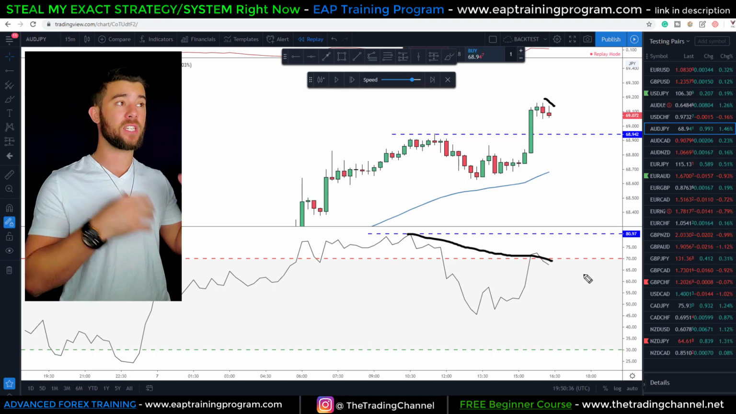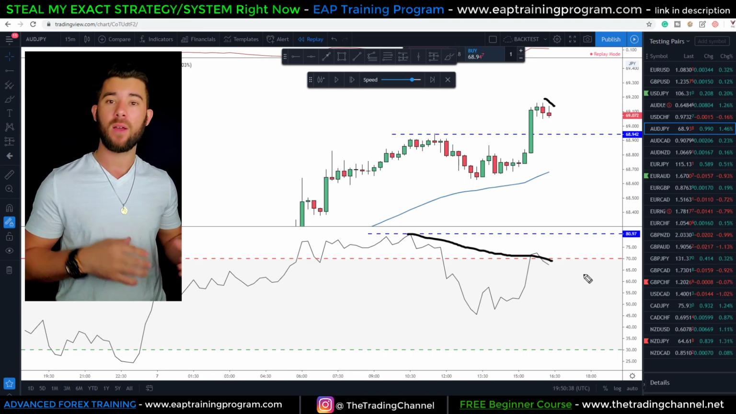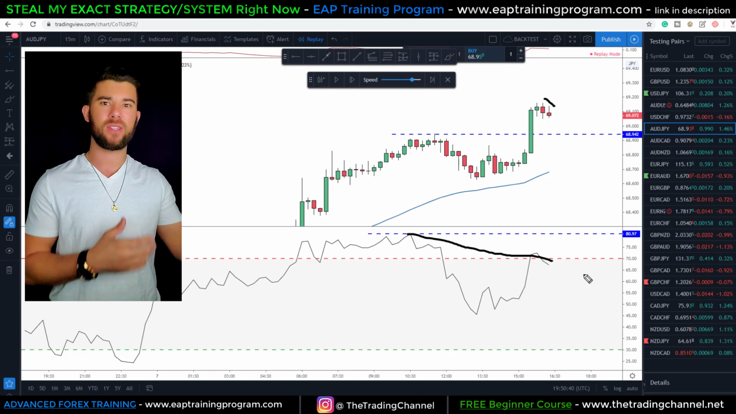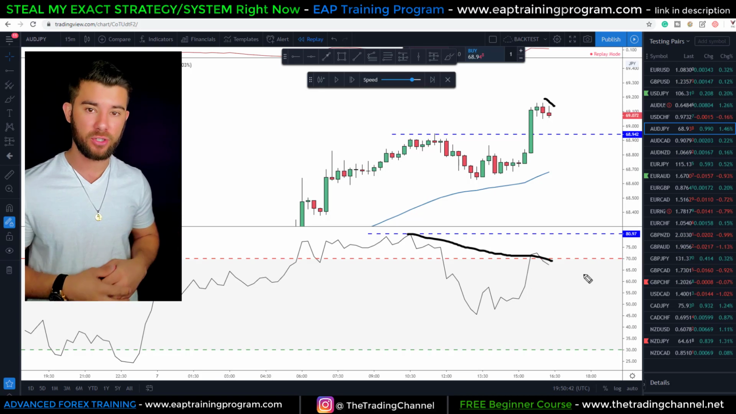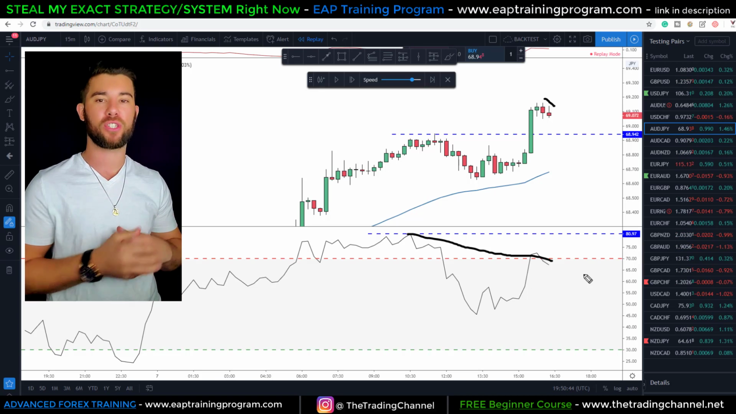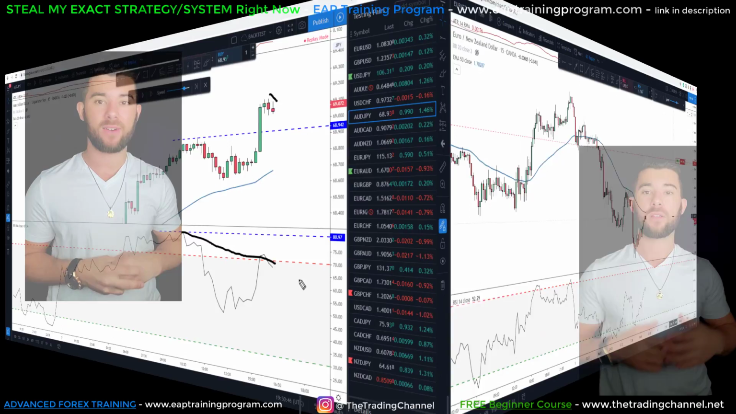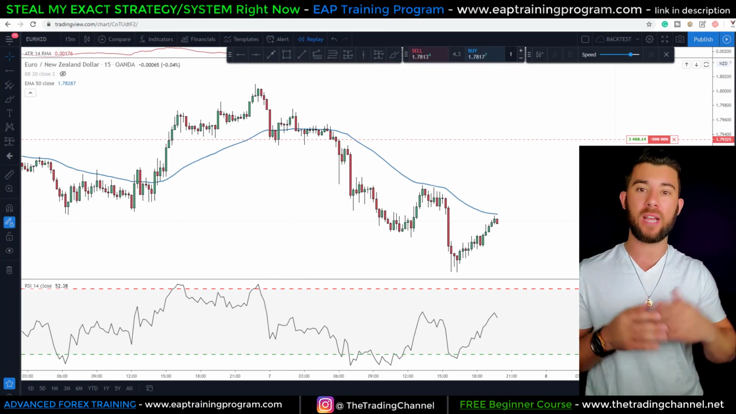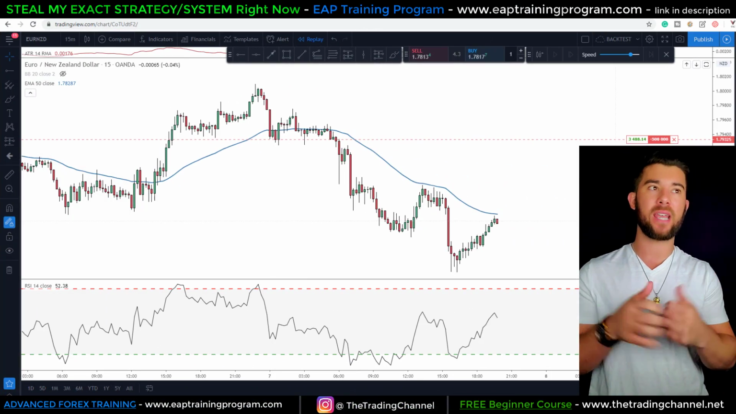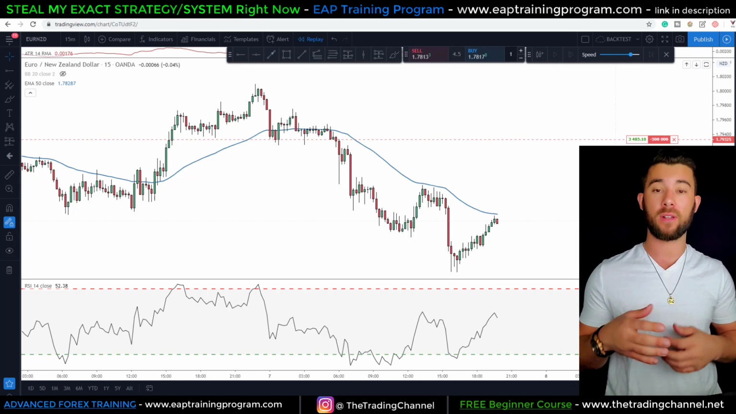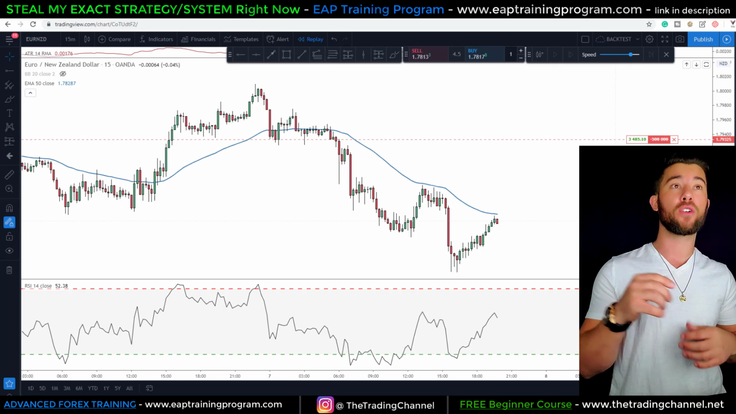And now that you know how to spot divergence in a market, I'm going to teach you how we actually use this information to get into better trading opportunities. How does this help our trading? We're going to dive into that right now. In order to show you how to use divergence in your trading, we're going to take a look at this live trade we are still currently in from a couple of days ago on the Euro New Zealand 15-minute chart.